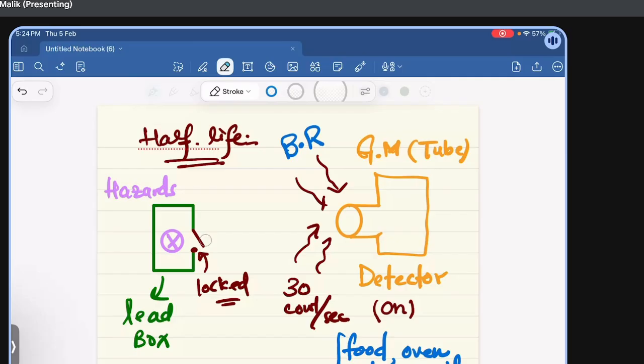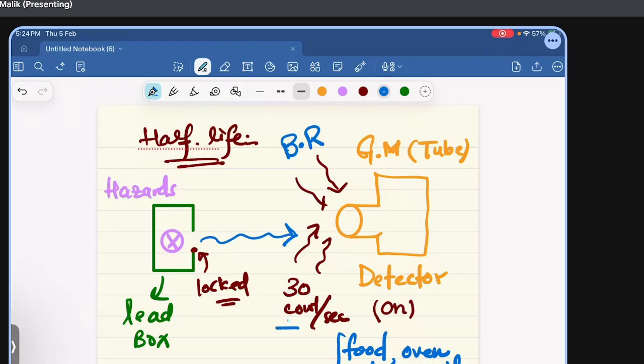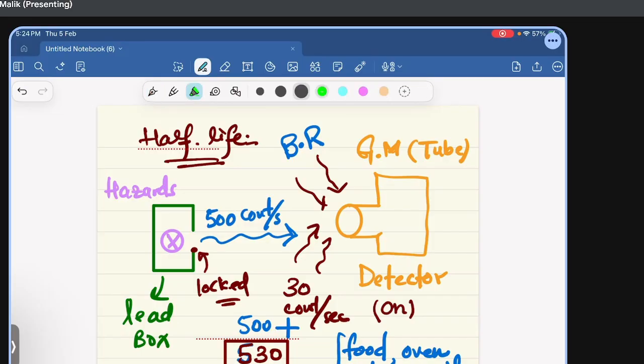The moment we open this gate, now the radioactive radiation, alpha, beta, gamma, is coming. Now to this 30 counts, let's suppose 500 is added. Now the total number of radiations is how much? 530. Mishal, Adam, have a look, it will be 530. So how many are coming from the radioactive source? Sir, 500 counts per second are coming from the source. How many coming from the background, Mishal? 30.